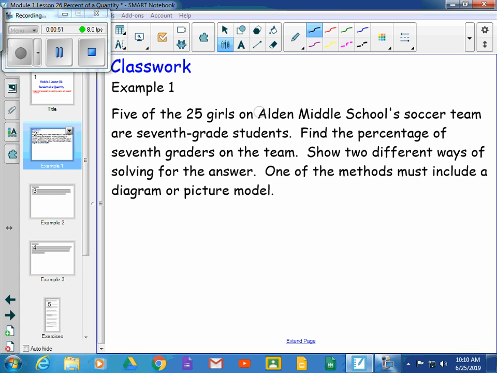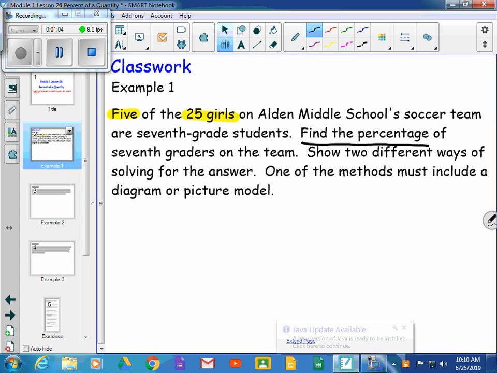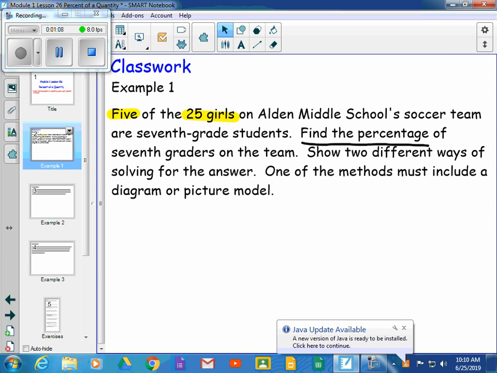I'm going to start by highlighting some important information. 5 of the 25 girls on the soccer team are 7th graders. We're given 2 pieces of information there. We have to find the percentage. What percentage of the team are 7th graders?